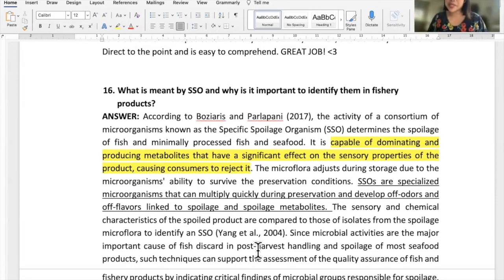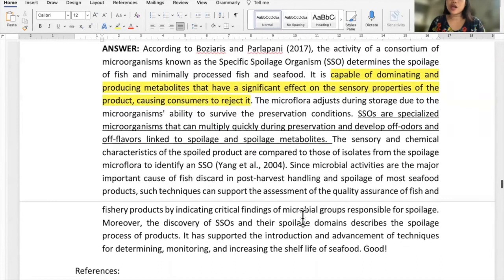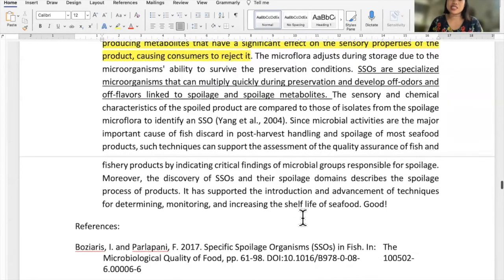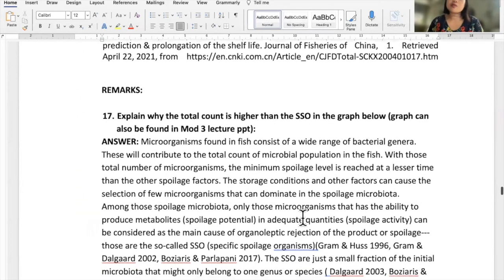So kailangan lang naman natin talagang makilala yung mga kalaban natin in processing. Ayan. So take note also that they are specialized microorganisms that can quickly multiply during preservation and develop odors and flavors that are linked to spoilage and also to spoilage metabolites. Ayan. So explain why the total count is higher than the SSO in the graph below.